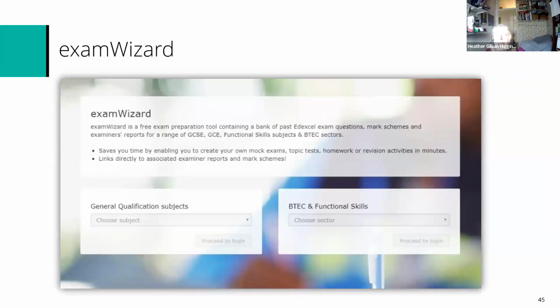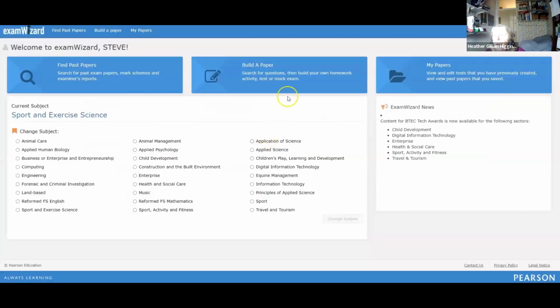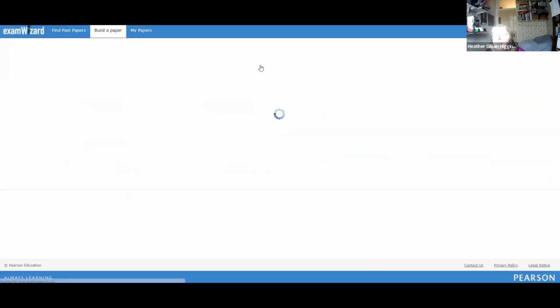Exam Wizard is a free exam preparation tool. I hate to be corny, but it works like magic. It saves you time. It helps you create your own mocks, topic tests, homework or revision activities in minutes. Really useful. I can't recommend it highly enough. It links directly to associated examiner reports and mark schemes. I wouldn't bypass it. And that's how it looks.